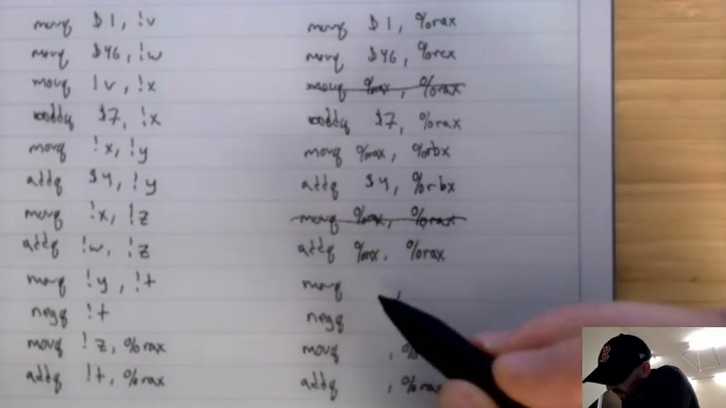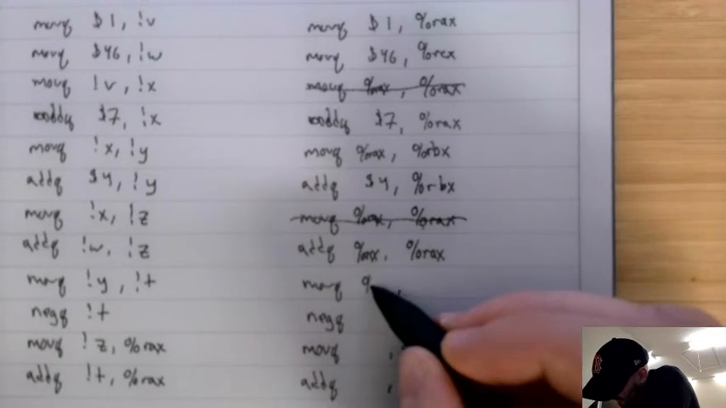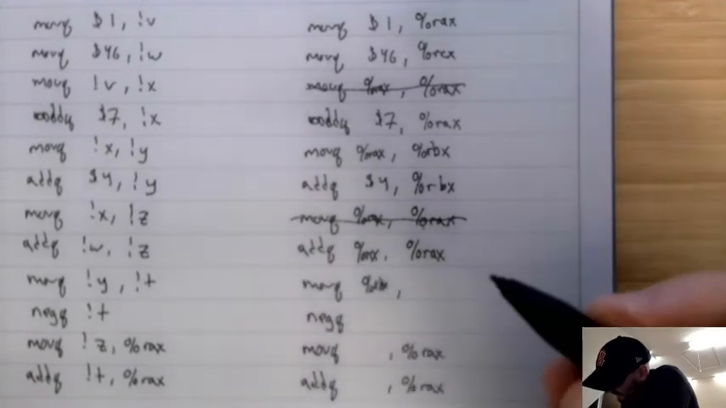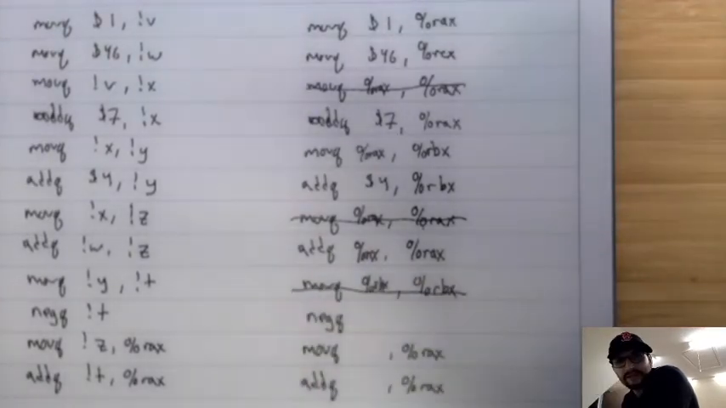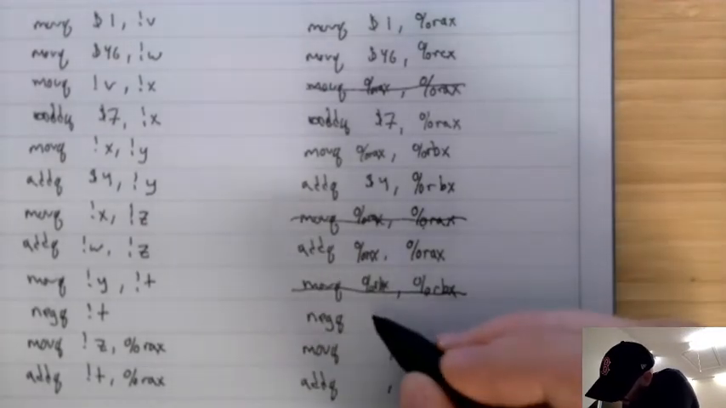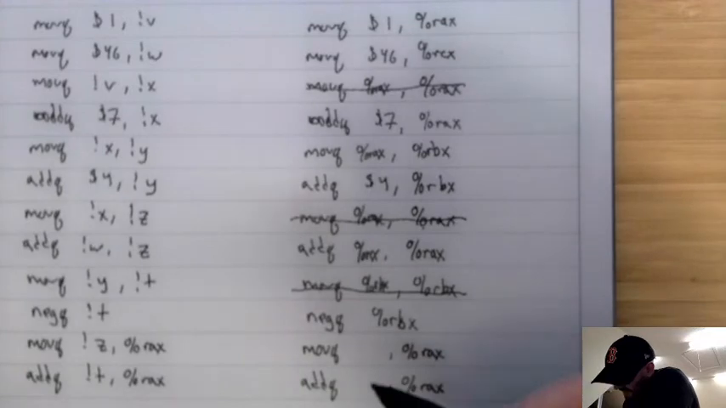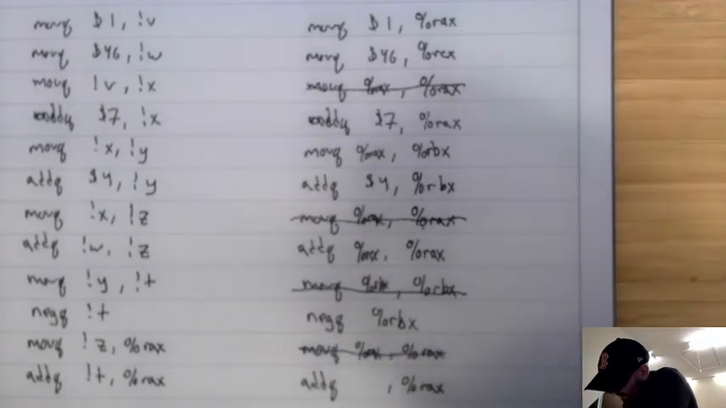Then we have a move of Y, which is RBX, into T, and T is also RBX. So we'll be able to get rid of this. Then we have a negation of T, which is RBX. Then we have moving of Z into RAX, but Z is RAX, so we'll be able to get rid of that as well. Then we have an add Q of T, which is RBX.